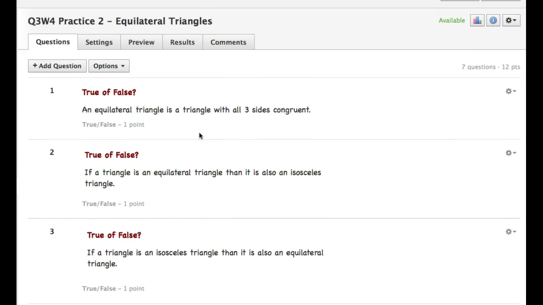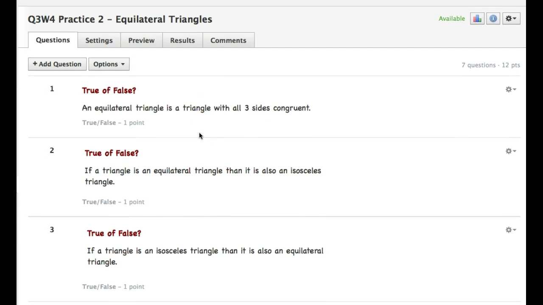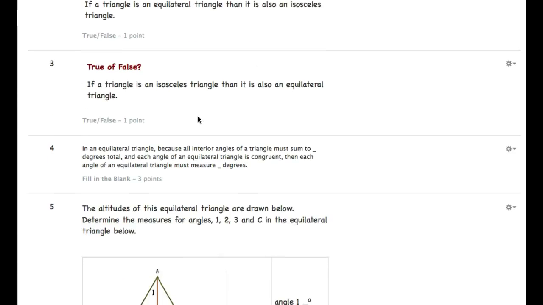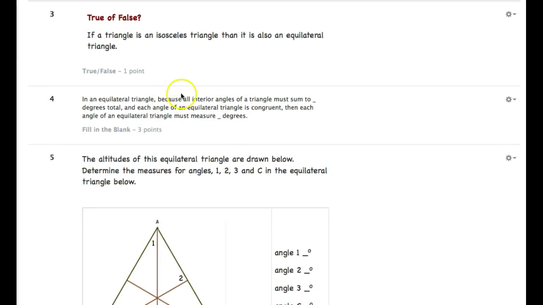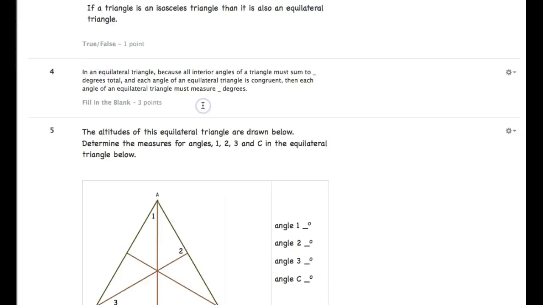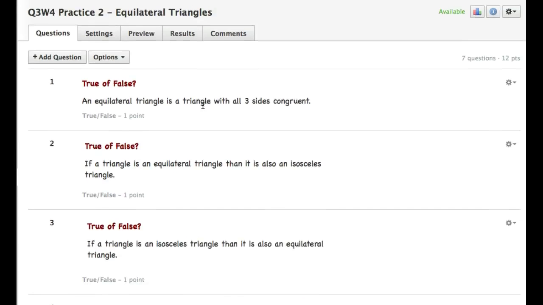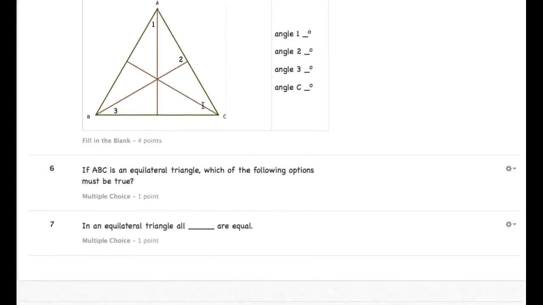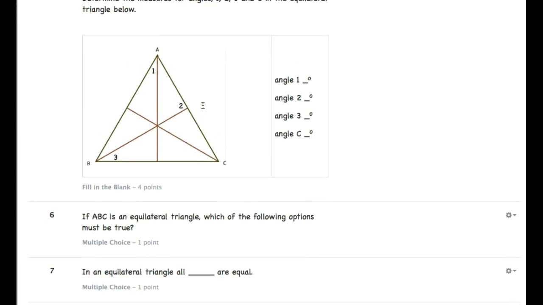The second practice with equilateral triangles. We got a few true or falses here. We got some fill in the blanks. These are basically just the properties for practice 2, just properties of equilateral triangles.